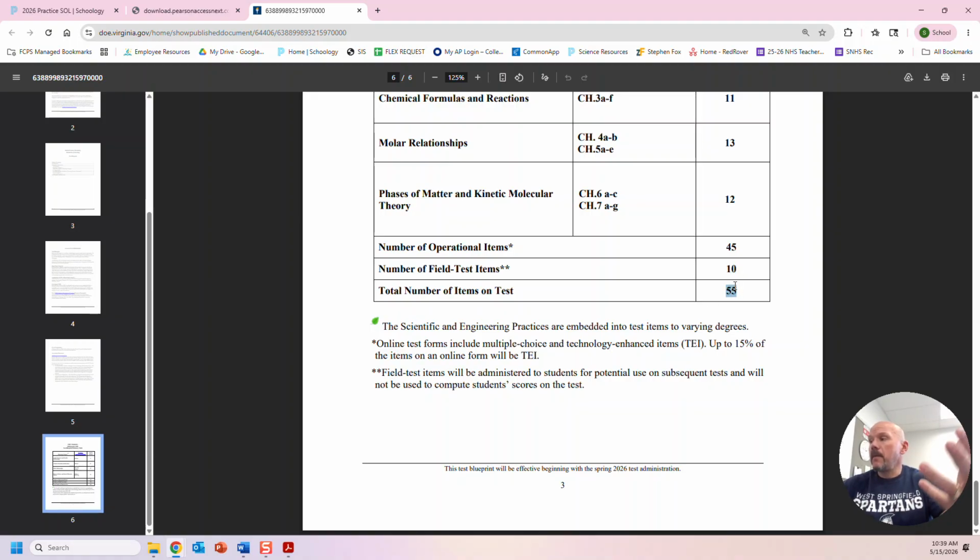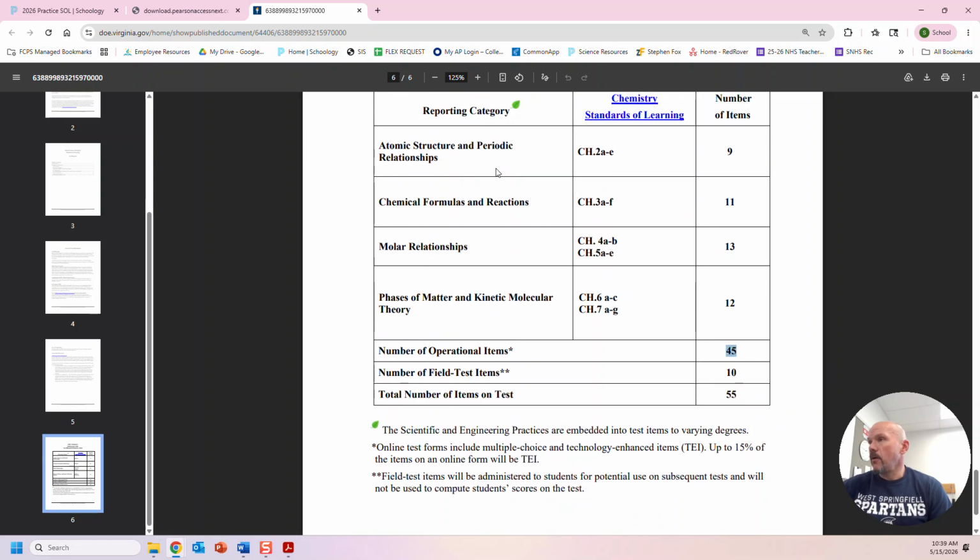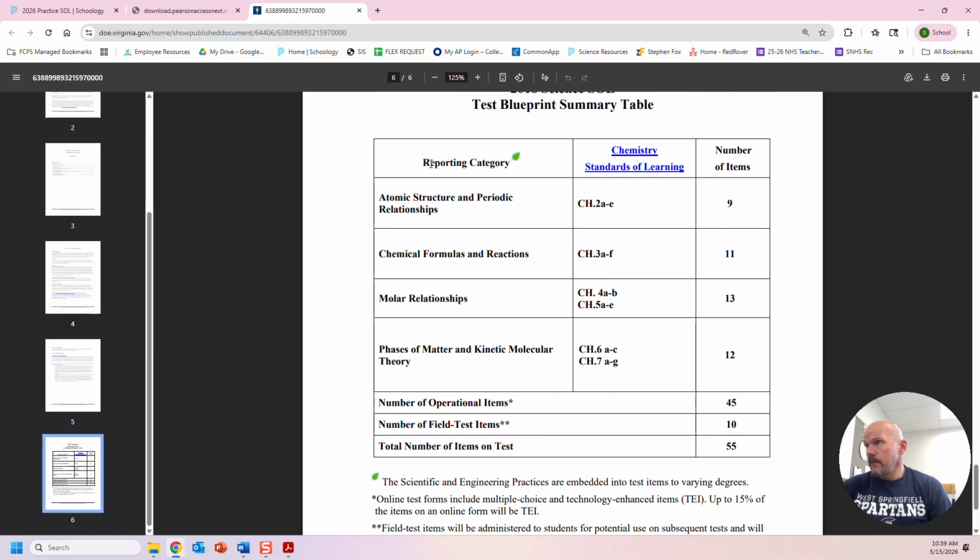On this practice one that we're about to go through, I only have 45, but I based those 45 questions on this blueprint that the state has published. These are the 45 types of questions that you will be graded on for the SOL. 9 of them come from this category, atomic structure and periodic relationships. 11 come from chemical formulas and reactions. 13 questions come from molar relationships, and 12 questions come from phases of matter and kinetic molecular theory.